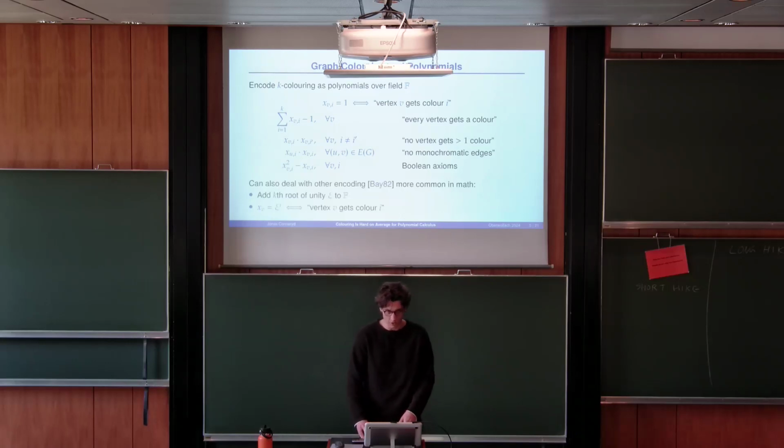And just to mention that the techniques that we use also deal with another encoding more common in math. In particular, it's used in these algebraic algorithms I mentioned, where instead of having Boolean variables, you're adding a kth root of unity to the field. And then you encode the vertex v getting color i as assigning the value xi to the corresponding variable. It's simply by substitution, right?